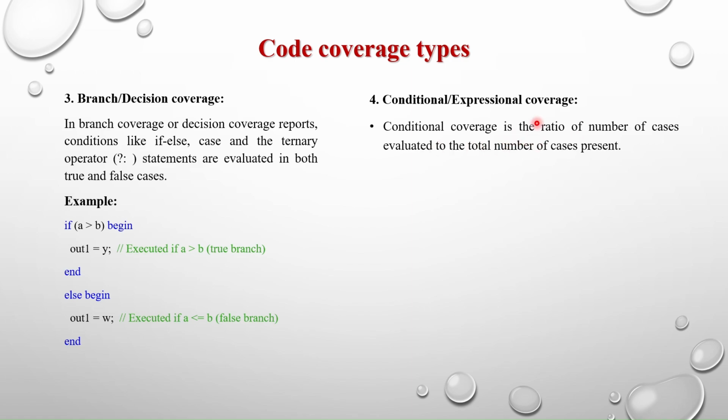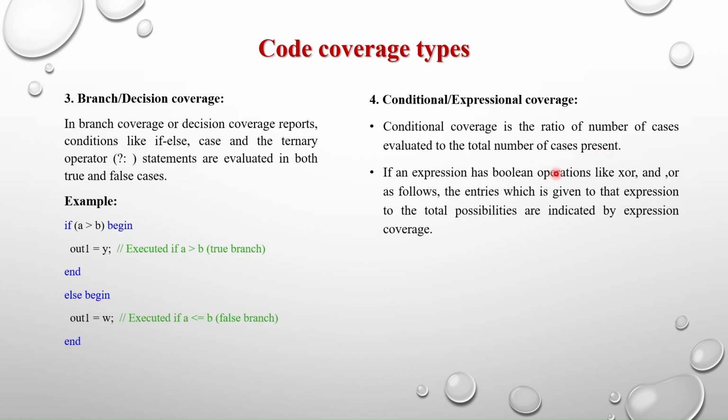So conditional coverage is the ratio of the number of cases evaluated to the total number of cases present. For example, if an expression has Boolean operations like XOR and OR as follows, the entries given to that expression out of the total possibilities are indicated by expression coverage.